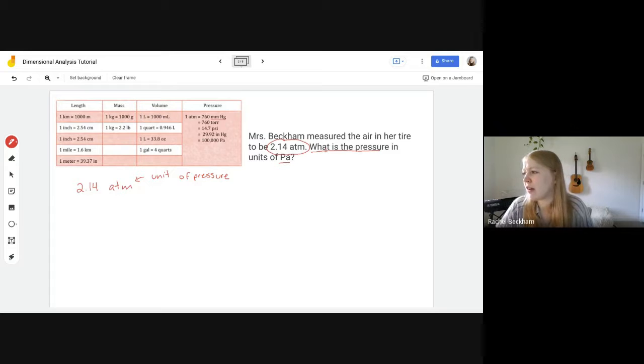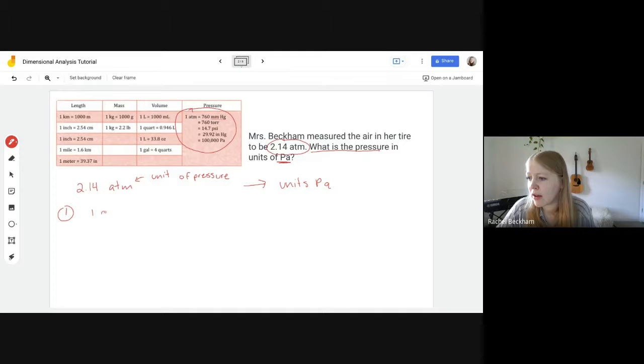The question is saying, what is that pressure in units of pascals or Pa? So it wants us to convert it to units of pascals. So it's the same thing as going from quarters to dollars. We're going from atmospheres to pascals. So the first thing that we need to do is identify the relationship between atmospheres and pascals. So looking up here, we can see it. So I'm going to copy it down.